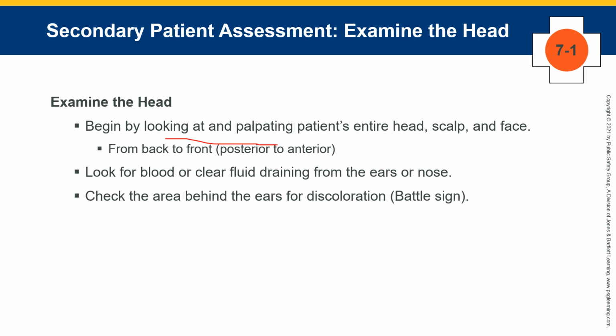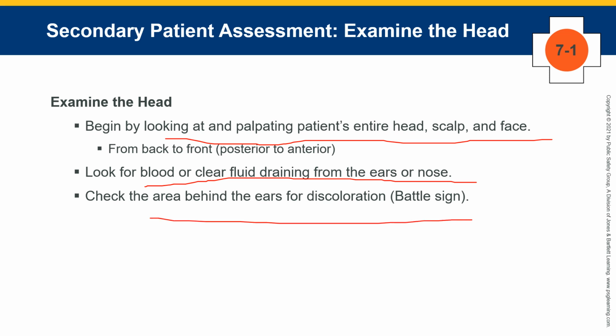Then, for head to toe, let's just start at the top of the head. We're going to look at and we're going to palpate their head, their scalp, and their face. We're going to work from back to front, posterior to anterior. And as part of that, we're going to just take a peek at those openings in the skull, the ears and the nose in particular, looking for what might be cerebrospinal fluid or looking for bruising behind the ears that's indicative of a skull fracture. It's called Battle sign, although it shows up pretty late.